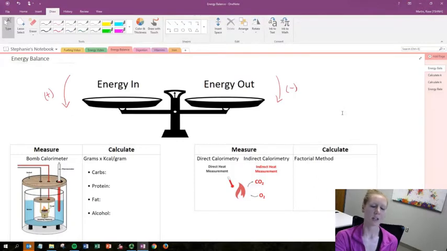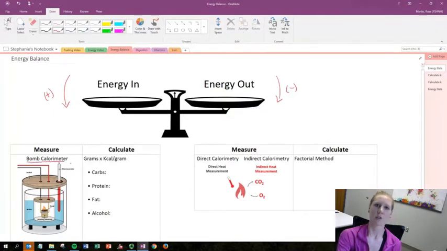For both calories consumed and calories burned, there are ways in which we can measure or calculate energy. Starting with energy in, we can measure the energy of food using a device known as a bomb calorimeter, shown in this picture in the lower left. This device measures the heat released when food is burned and releases its full potential of energy.